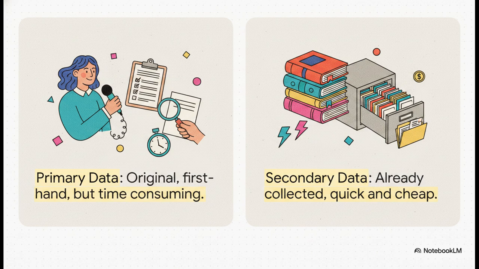When you create a fresh Google form questionnaire or conduct a structured face-to-face interview, you're gathering highly original data, though it is quite time-consuming. Secondary data, by contrast, is information already collected by someone else. Think of government census reports or published academic journals. It's quick, it's cheap, but it might not perfectly fit your exact research need.